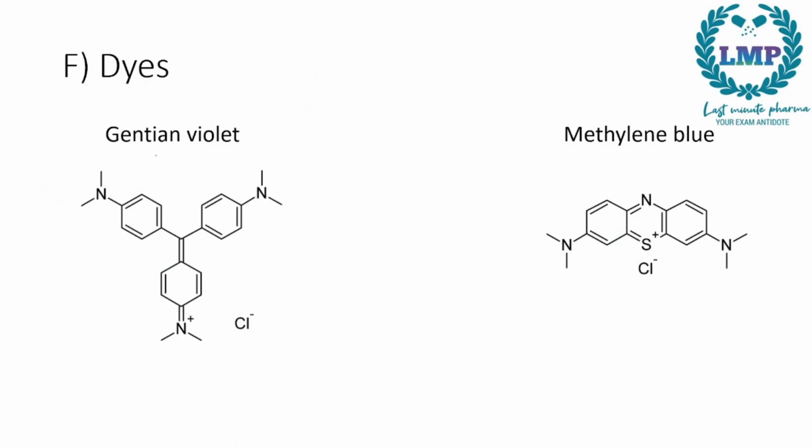Next we have the dyes. So in the dyes we have two examples. One is gentian violet and one is methylene blue. Now if you take a look at gentian violet, it looks very complicated but it's very easy. Trust me on this. It is a benzene ring attached with a nitrogen connected to 2 carbons. Now the same pattern is copied 3 times.